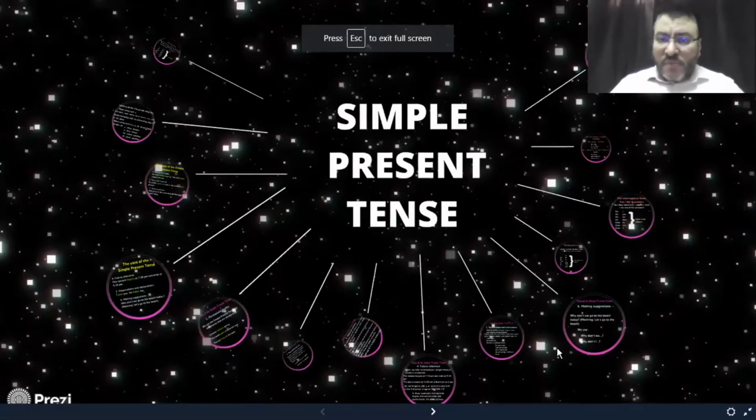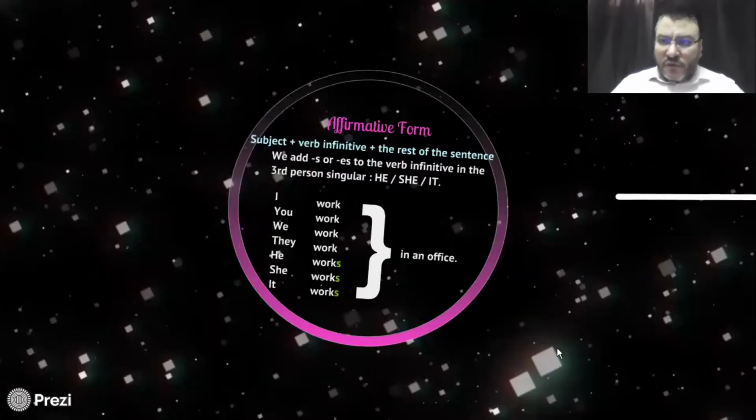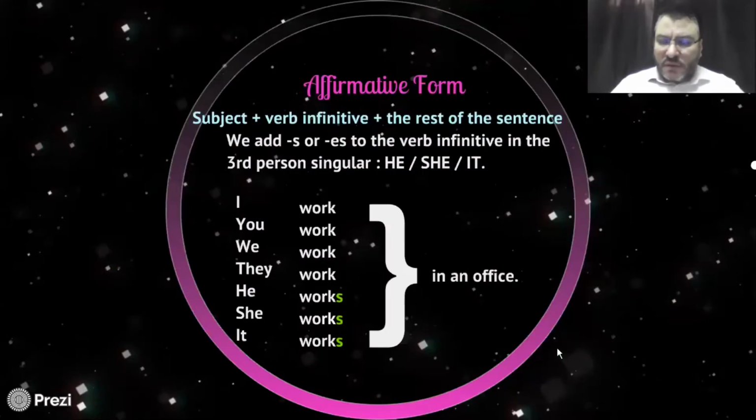It is called simple present tense. زمن المضارع البسيط. Let's start with the affirmative form عشان نكون أو نستخدم الفعل في المضارع البسيط بصيغة الإثبات. يعني ليس نفي وليس سؤال. It is subject plus verb infinitive plus the rest of the sentence. بتكون من الفاعل اللي هو subject والverb infinitive يعني الفعل في مصدره plus the rest of the sentence.